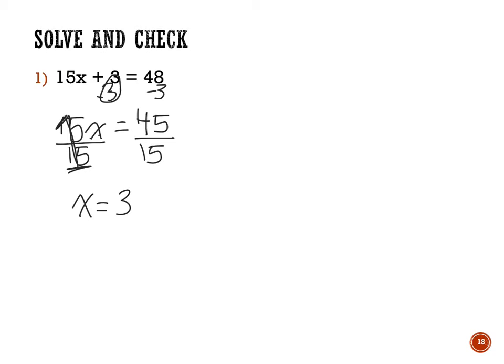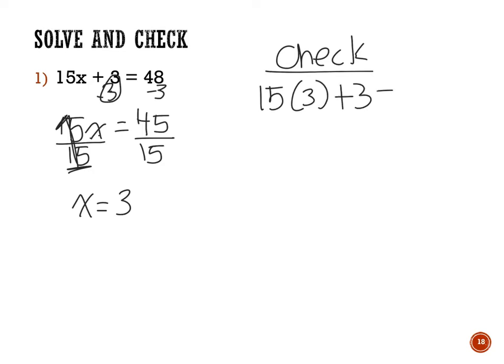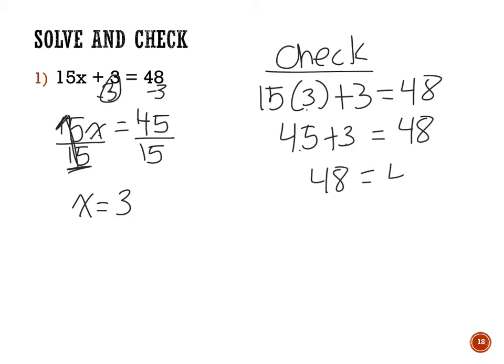To check the problem, you're going to put 3 in place of your x, so 15 times 3 plus 3 equals 48. 15 times 3 is 45, plus 3 equals 48. 45 plus 3 equals 48, equals 48. My answer checks out. x equals 3.